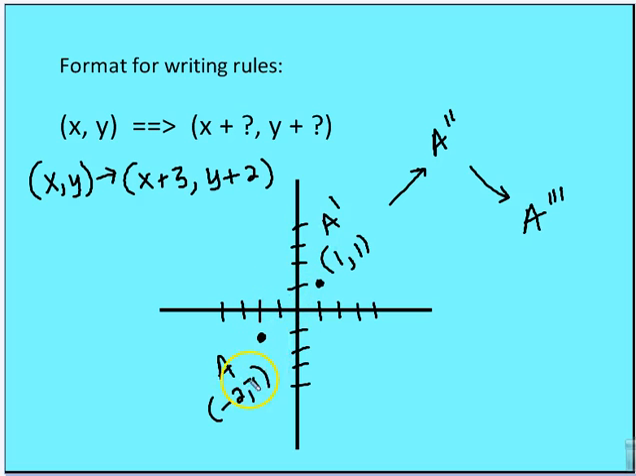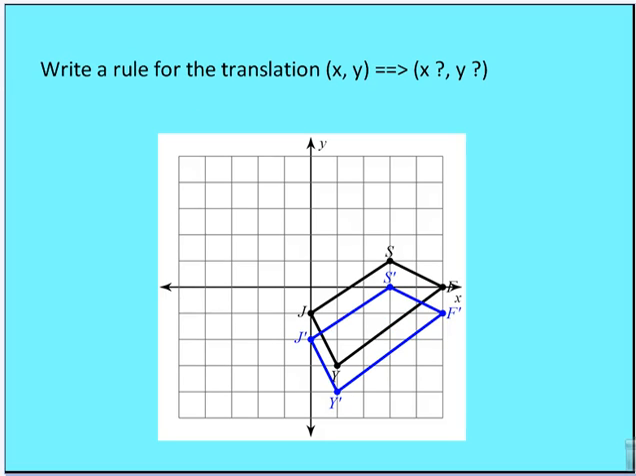From A to A prime, we're shifting 3 units to the right, so we say plus 3, and then 2 units up, from -1 to 1, Y plus 2. So our rule looks like this: in parentheses (x, y) with an arrow, (x + 3, y + 2). All right, so I want you to write a rule for this translation. I'm going to pause and then come back.